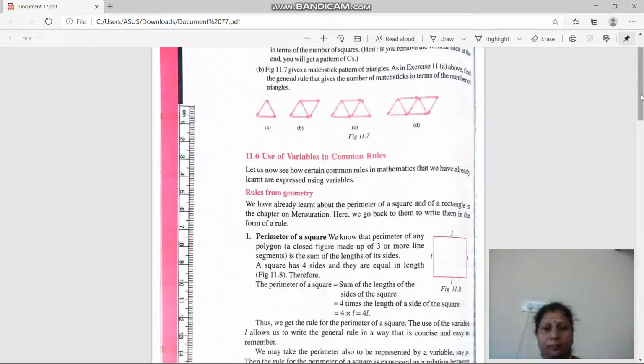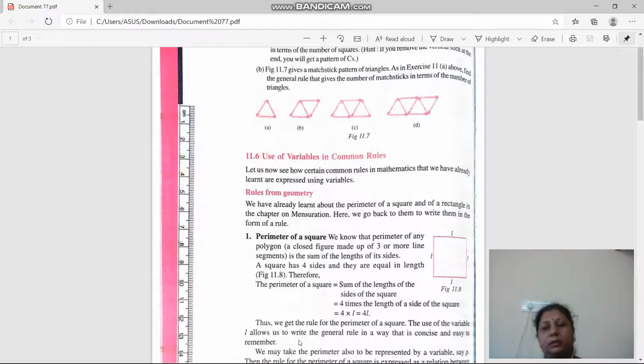Now, see in the book, we know that the perimeter of any polygon, what is a polygon? A closed figure made up of straight lines, right? Is the sum of the lengths of its sides. So, a square has four sides and they are equal in length. So, the perimeter of a square is equal to the sum of the lengths of the sides of the square. So, the sum L plus L plus L plus L is 4L, 4 times L, that means 4 into L. Okay. So, P is equal to 4L. Thus, we get the rule for the perimeter of a square.